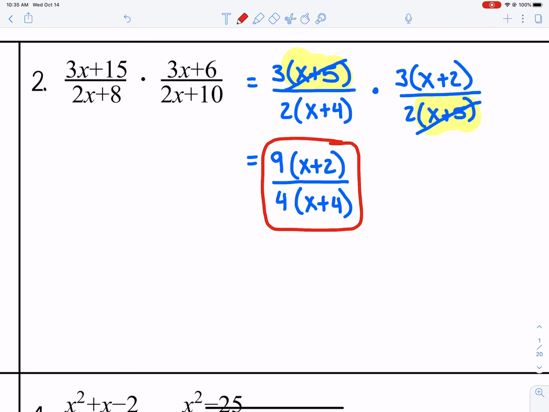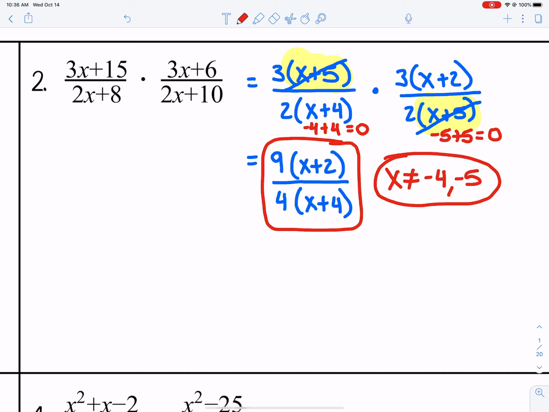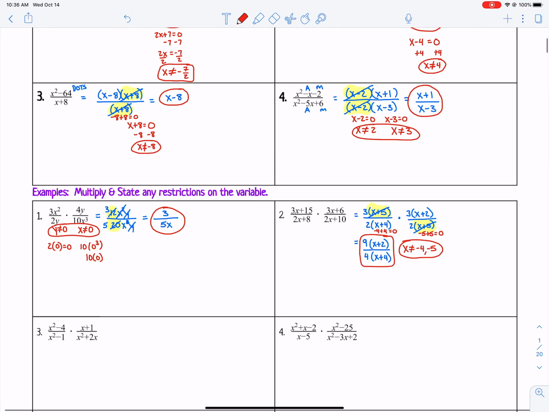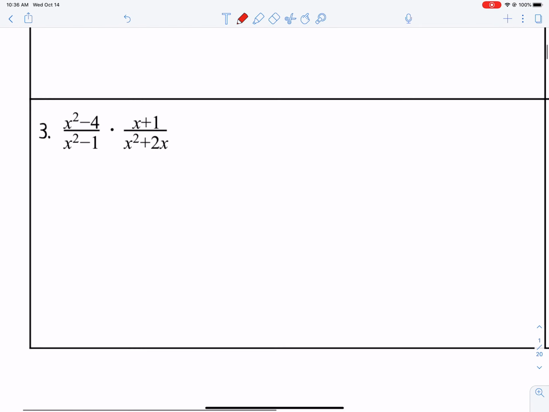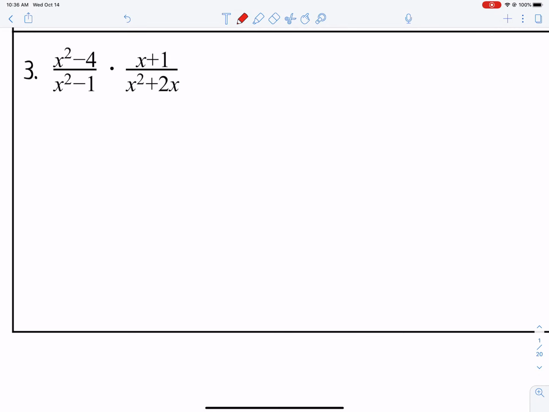And so that is my simplified rational expression. But I still need to focus on what would make my denominators equal to 0. So I would say if x was negative 4, negative 4 plus 4 would equal 0. So x cannot equal negative 4. And then over here, if I said negative 5 plus 5, that would equal 0. So x cannot equal negative 5 either. So those are my restricted values of the variable. They would make my denominator equal to 0, which we can never do. We can never divide by 0. So that's why we're always checking for those.